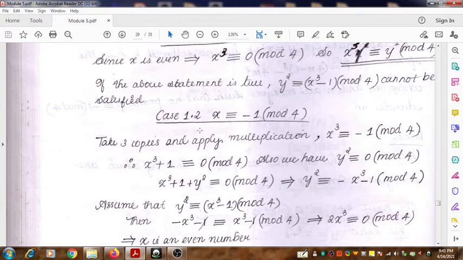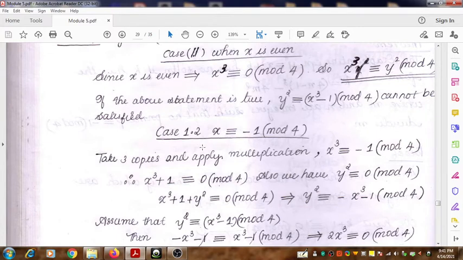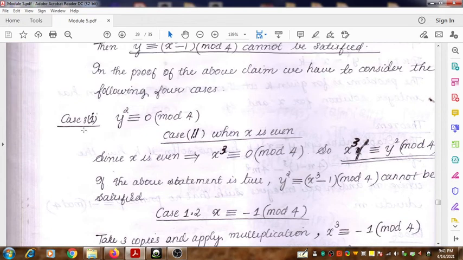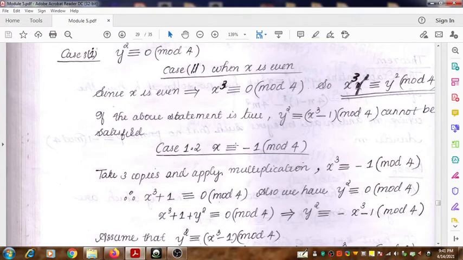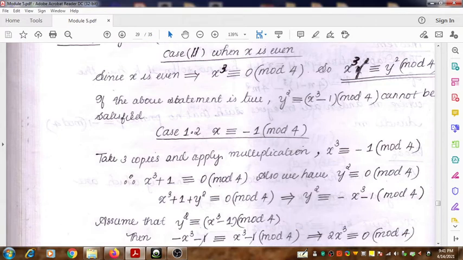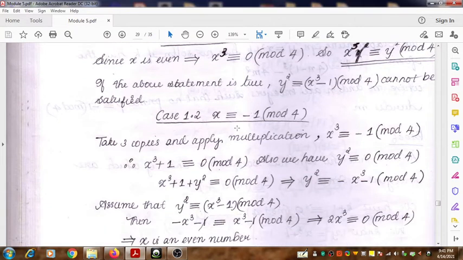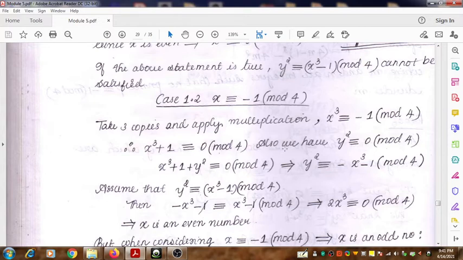So the next case is x is congruent to minus 1 mod 4, and the condition about y will remain: y square is congruent to 0 mod 4. We change the condition on x, that is x is congruent to minus 1 mod 4. You can take three similar statements and multiply them to obtain that x cube is congruent to minus 1 mod 4. After obtaining that, you can rearrange to obtain x cube plus 1 is congruent to 0 mod 4.